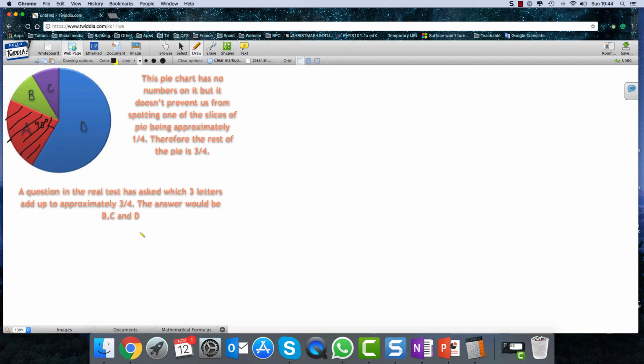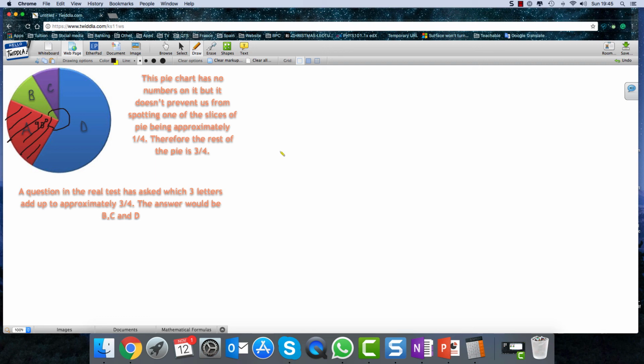But notice that's not what I tried to find on the pie chart. I didn't try and imagine that this angle round here, which would be 270 degrees. We don't need to be fancy like that. We need to spot a quarter, and then the rest of them must add up. Now I believe in the real test it's one of those drag and drop questions, and you have to drag those 3 categories into the correct answer.